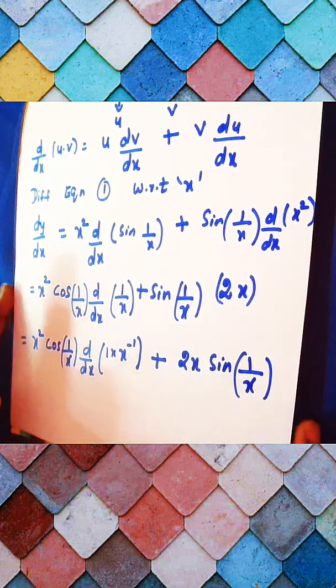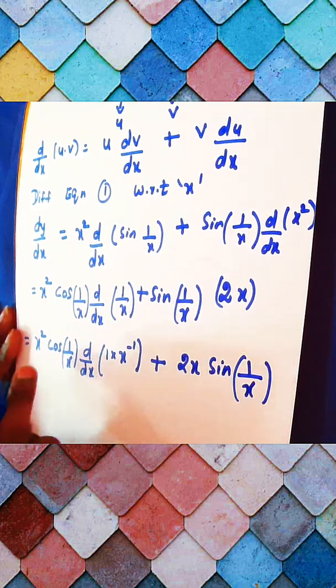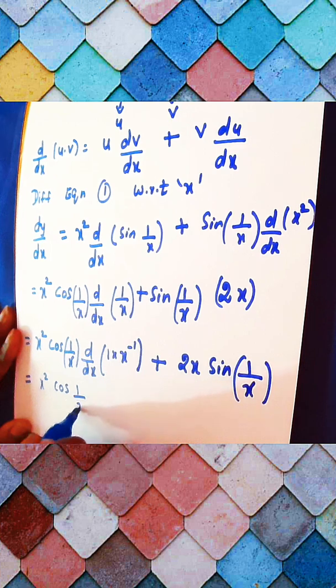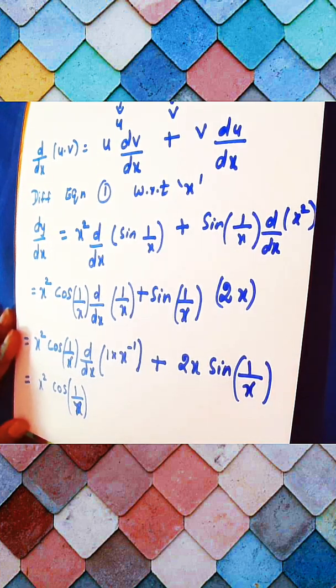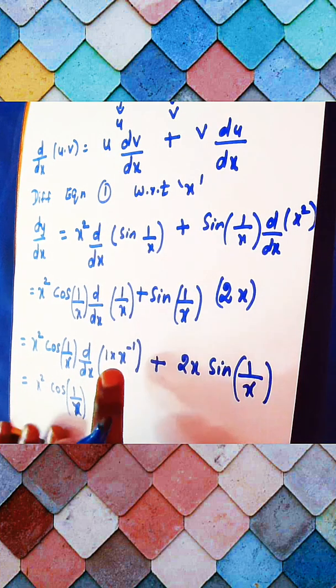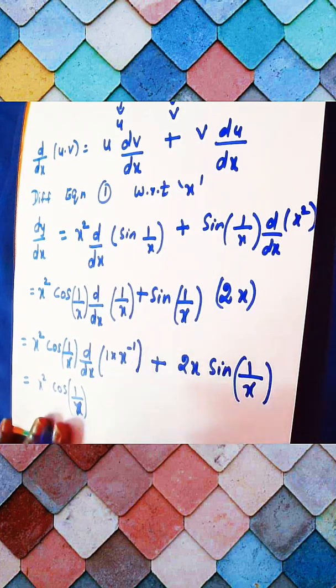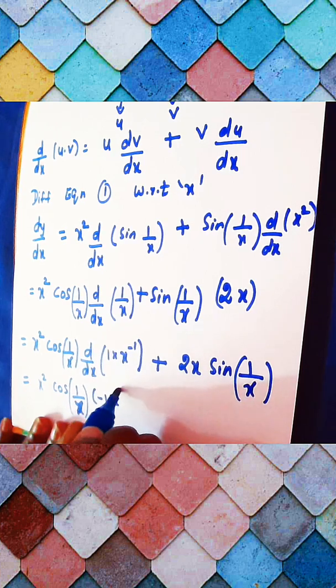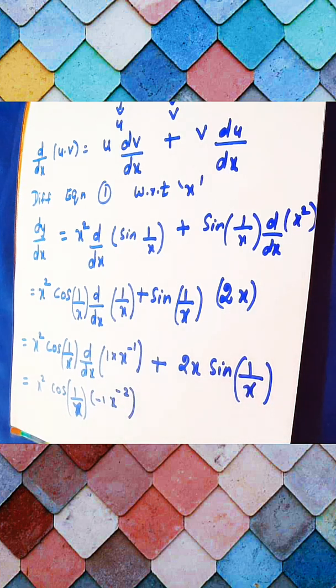Now, we'll keep x square into cos 1 by x as it is. We have to differentiate x to the power minus 1. Apply the power rule. What is the power rule here? n. What is n actually? Minus 1 into x to the power minus 1 will give you minus 2. I have written it directly.